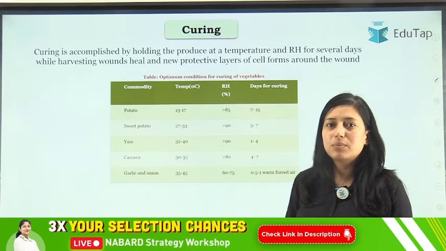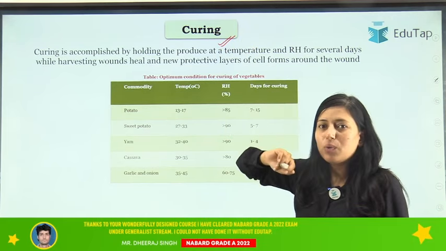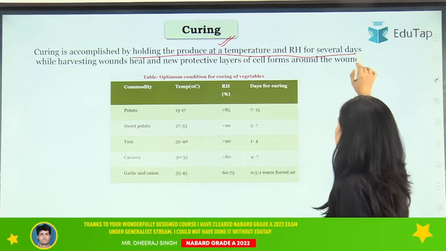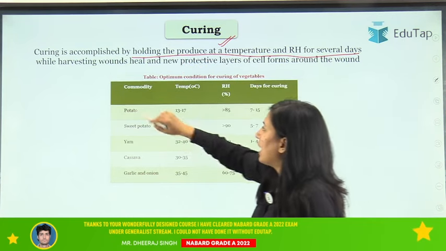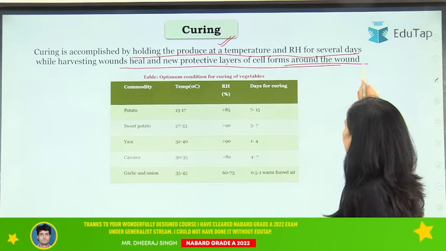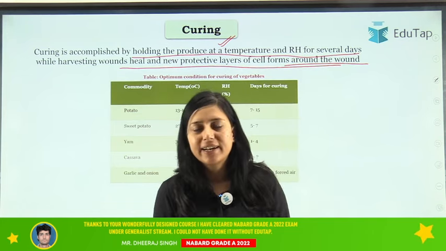Now let us discuss some more. After that we can see curing. Now what is this curing? Curing is accomplished by holding the produce at a certain temperature and relative humidity for several days. While harvesting, wounds heal and a new protective layer of cells forms around the wound. Now you must be thinking, ma'am, what is this? We don't get it, right?